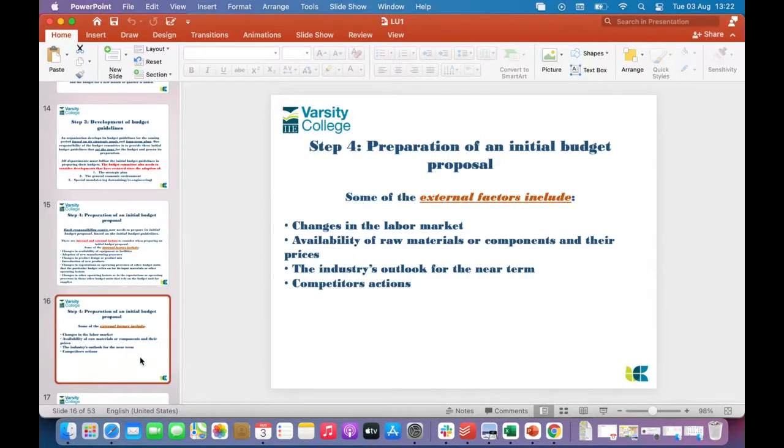And then competitor actions. Now if the opposite were to happen and there are fewer barriers to entry, guess what? That means we'll have more people within that sector. And as a result, if there's more competition, that means less market share, or could potentially mean less market share. So how do we incorporate that into our budget?